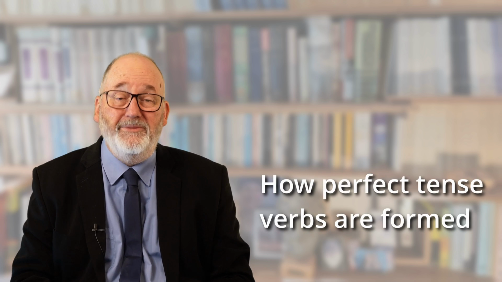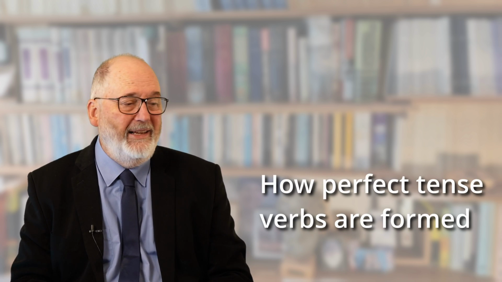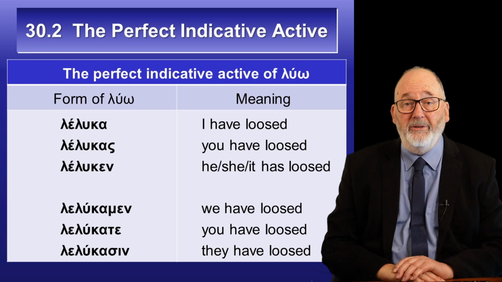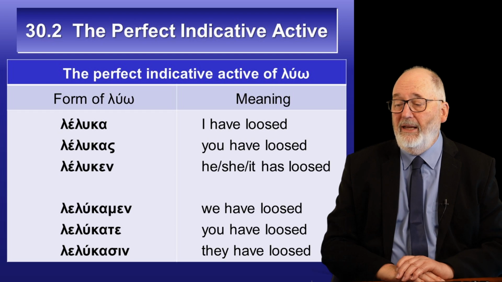All right, we leapt into those examples without first showing you how the perfect tense is formed. Let's look at that now. So here is how our pattern verb, luō, forms its perfect tense. Leluka, lelukas, leluken, lelukamen, lelukate, lelukasin.